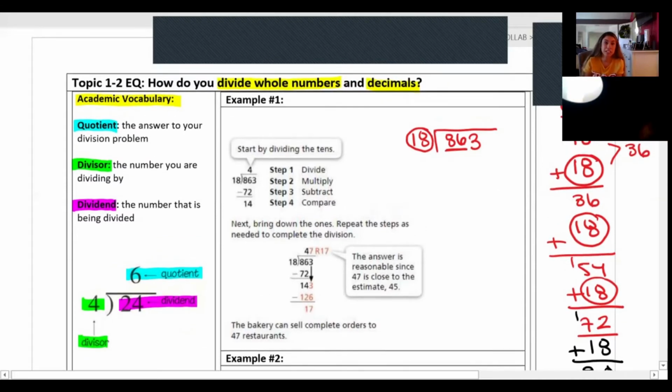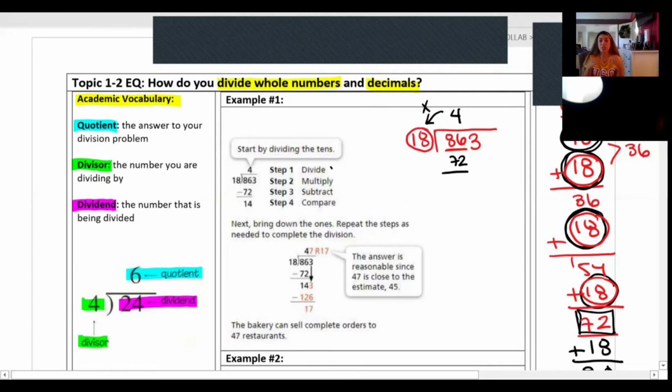How many 18s did we add to get to 72? If we look at all the 18s that are circled, we have 1, 2, 3, 4. So there were 4 groups of 18 to get close to 86. We got 72. So we're going to put that 4 right above the 6, because we know that 4 groups of 18, we multiply that to get 72.